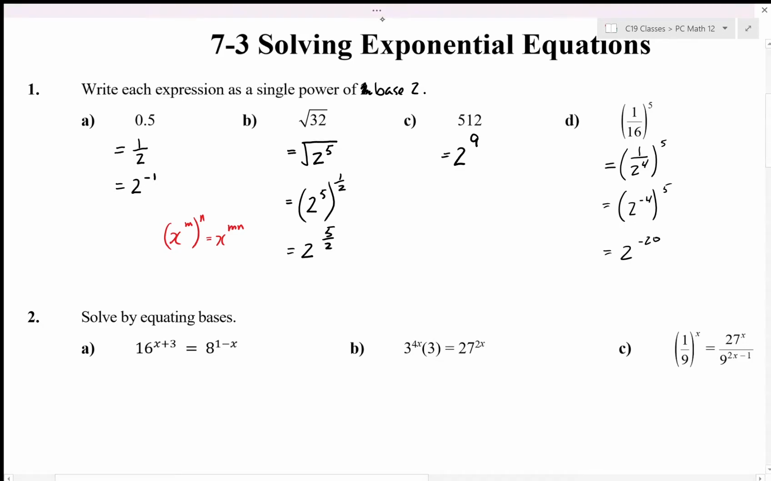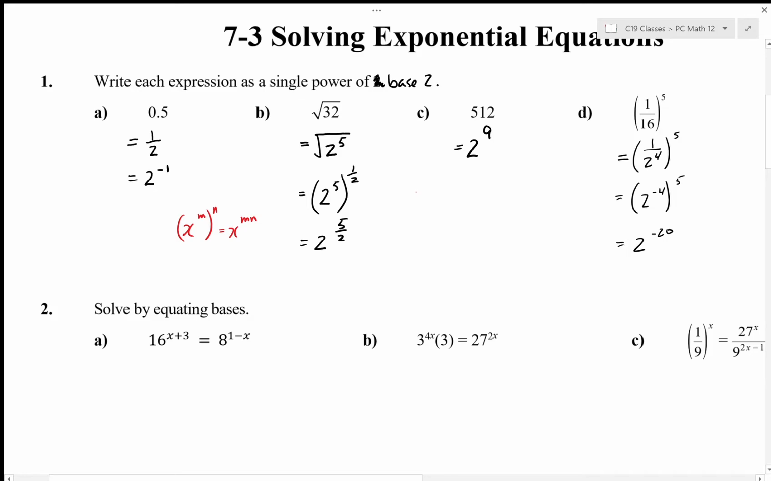Now the other two rules are when combining things, and we're going to get into them when we're solving equations below. One of them was this: we have bases that are the same, x to the power of m, and we multiply by x to the power of n, we get x to the power of m plus n. Remember, we add the exponents. And the same if we do division, or if it's written as a fraction. This is when we subtract those exponents.